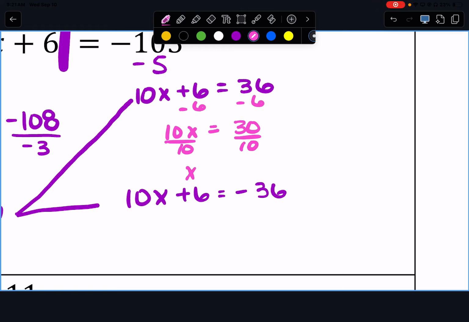And so x equals 3. We do that same set of steps for the second equation, so subtract 6. But what is negative 36 minus 6? Still divide both sides by 10. Can I simplify negative 42 over 10? Yeah, what goes into both 10 and 42? 2. What is negative 42 divided by 2? 21. What is 10 divided by 2?